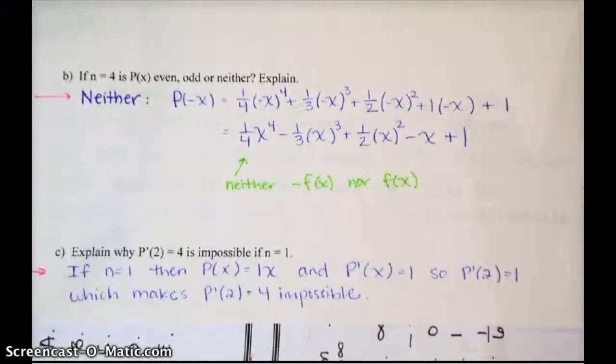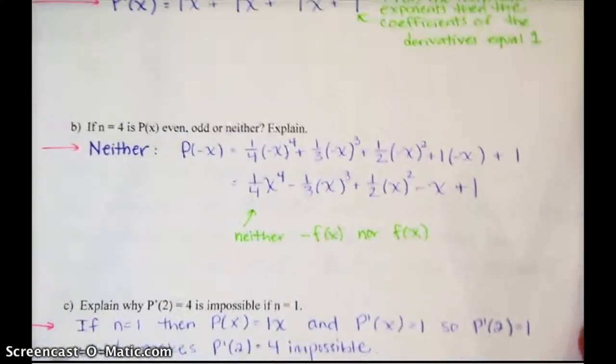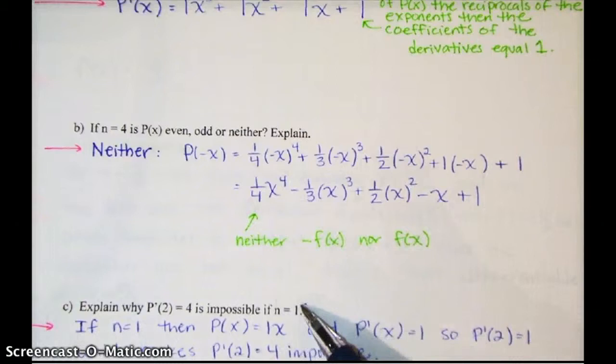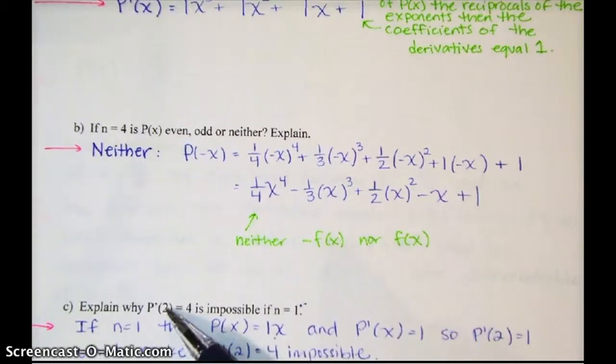The last one's pretty interesting. If you think about what it means to write a polynomial with a degree of 1 that has a coefficient of 1, it has to be this coefficient, and its derivative has to be 1. So it doesn't matter what you plug in, the derivative's answer should always be 1, which is why this is impossible.